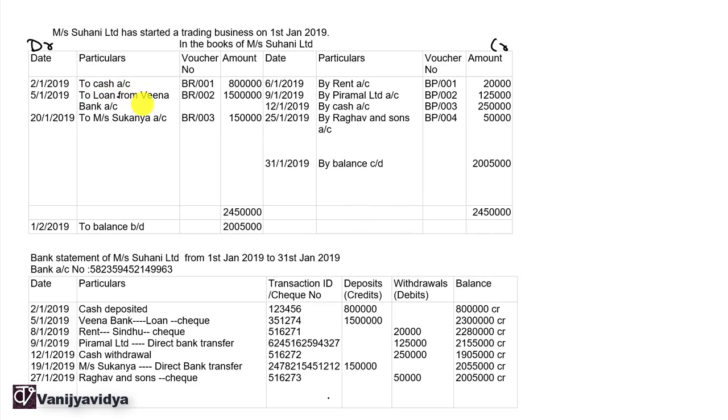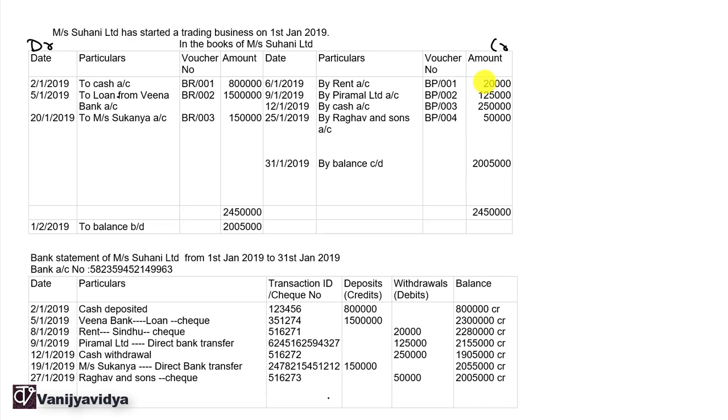Now this is the same example. We have bank account here and bank statement here. So now if you look at it, see the transactions on the debit side of bank account. Let's see the amounts. You have 8 lakhs, you have 15 lakhs, you have 1,50,000. Now if you see the bank statement, the same amounts will appear on the credit side of your bank statement, or on the deposit side, that is 8 lakh, 15 lakhs and 1,50,000.